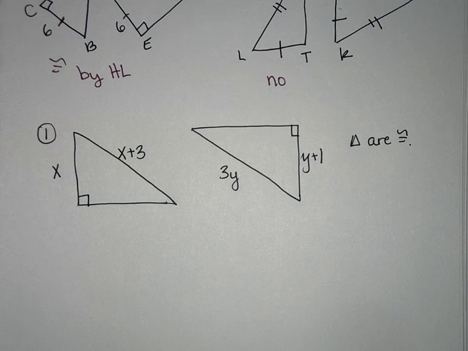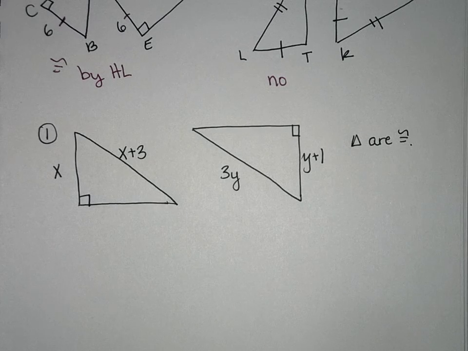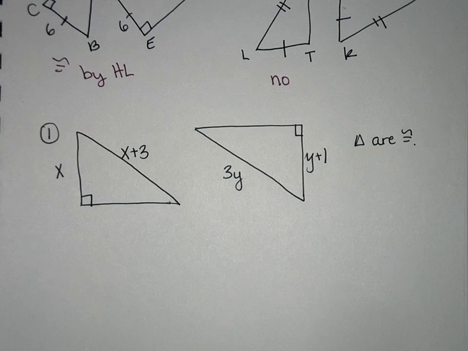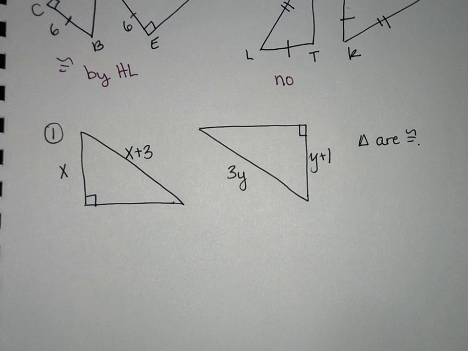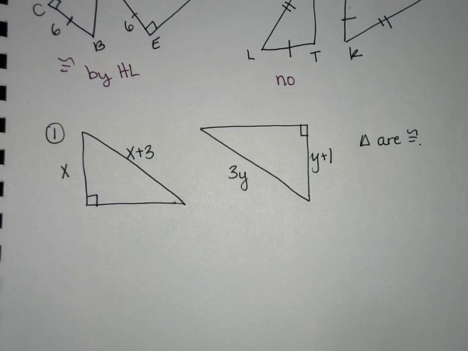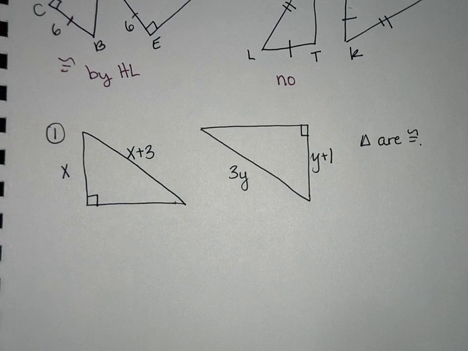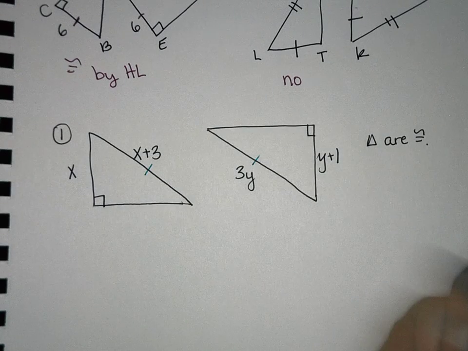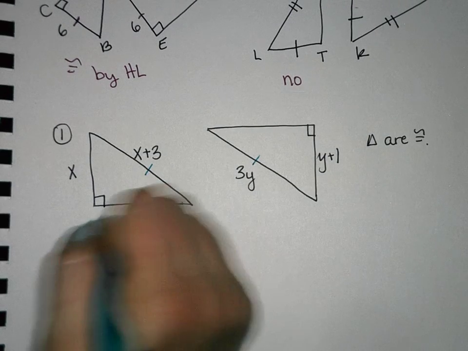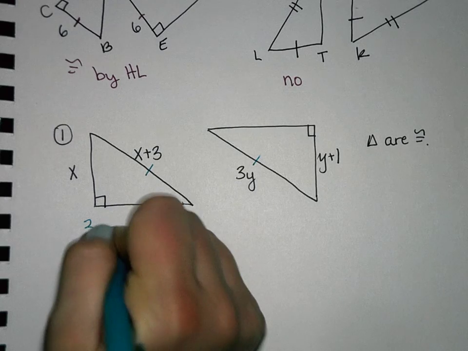Or set up an equation? Dima? Maybe. I thought that because the hypotenuses are equal. Yeah, so because we know they're congruent, we know that the hypotenuses have to equal each other. So that means we can say 3y will equal x plus 3.